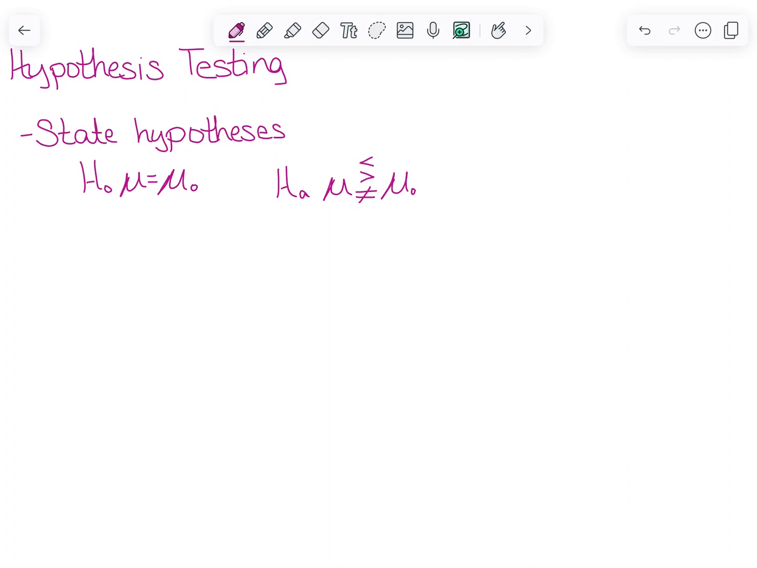The only difference between the null and alternative is that symbol in the middle. The null will always be an equal to, and the alternative will be a less than, greater than, or not equal to. The next step will be to compute the test statistic. For this particular situation where we are looking for a mean and we know the population standard deviation, this will be x bar minus mu0 divided by sigma divided by the square root of n. So our sample mean minus our hypothesis divided by the population standard deviation over the square root of the sample size.